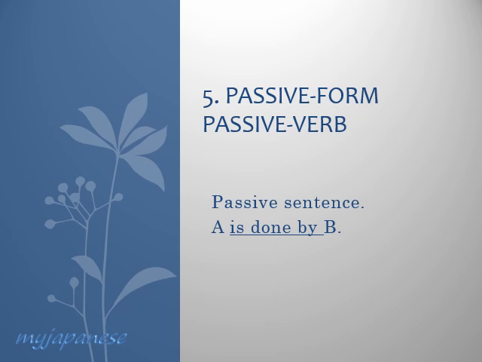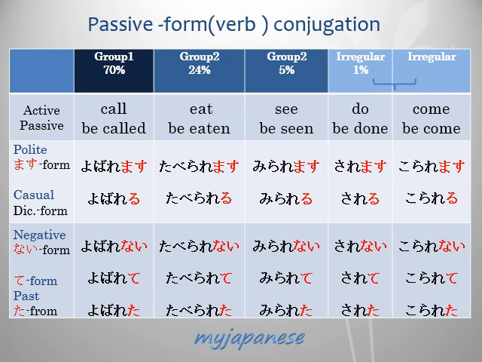Same as potential verb, this form can be considered a verb since it has conjugation. With this form, you can make passive sentences like A is done by B. And this is passive form, also known as passive verb conjugation.